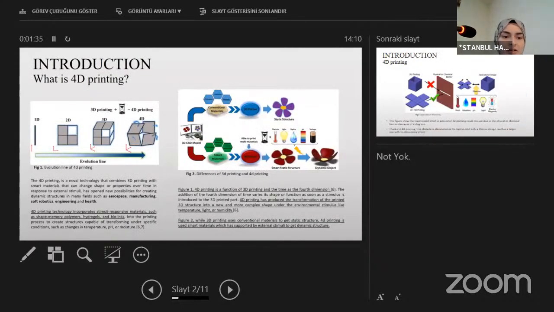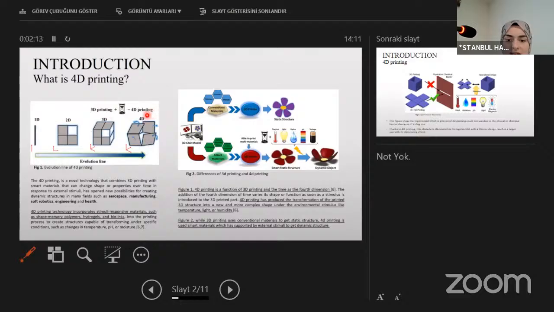4D printing is a novel technology that combines 3D printing with smart materials that can change shape or properties over time in response to external stimuli. It has opened new possibilities for creating dynamic structures in many fields, such as aerospace, manufacturing, soft robotics, engineering, health, and also the textile industry. And as you can see in figure 1, 4D printing is a function of 3D printing and time as the fourth dimension.